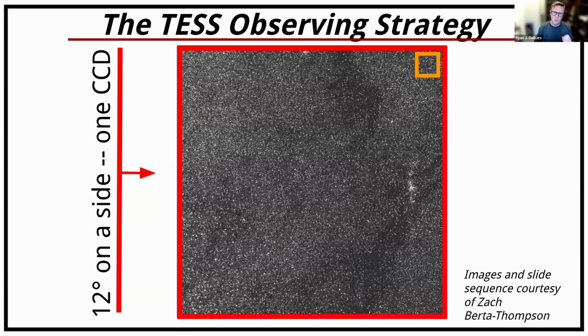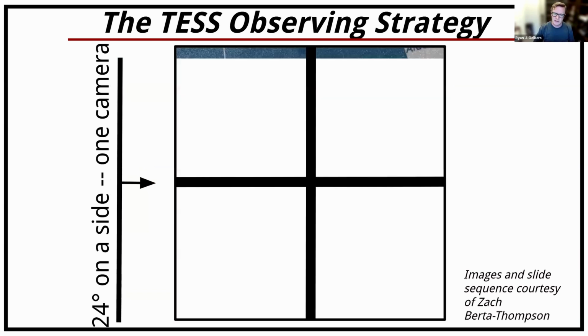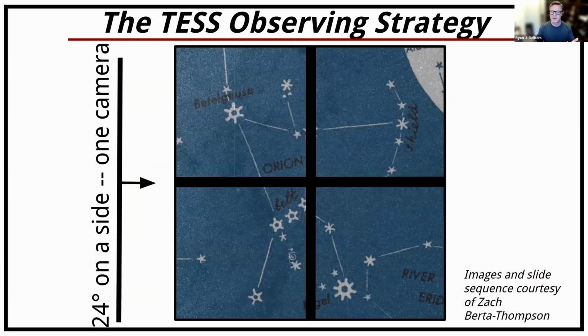For TESS, 1 CCD is actually 12 degrees on a side. So you move from thousands of stars to hundreds of thousands of stars in just 1 CCD, but there are 4 CCDs on 1 camera. And so you quickly go from 12 degrees on the side to 24 degrees on the side. It's big enough that if you were pointing in the right way, you'd be able to fit the constellation Orion in just 1 camera. And there are actually 4 of these TESS cameras built in a longitudinal strip, so we can get 96 degrees whenever we're observing in the sky.